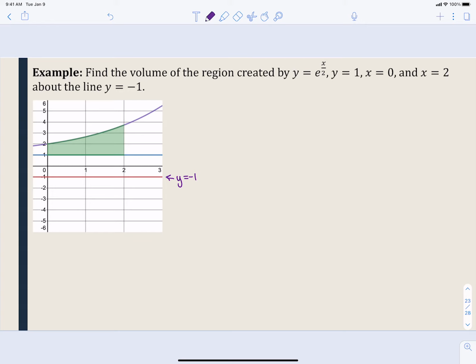So our region is going to look like, so it's going to be that, and kind of about, there we go. That's a little bit better. So here's our region, and it's going to be like this. It's going to have one of those cavities in the middle.